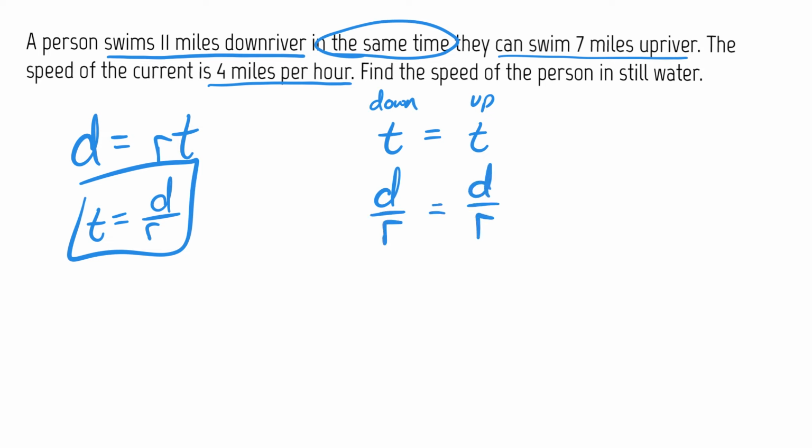Distance divided by rate. So what is our downstream distance according to our scenario here? Our downstream distance is 11 miles. So we're going to replace D with 11. And our distance for the upstream is 7 miles.